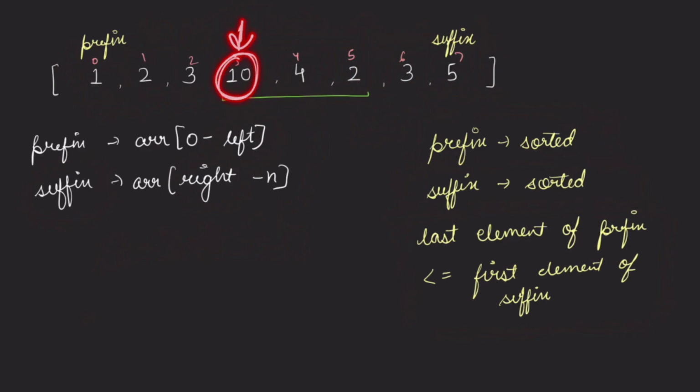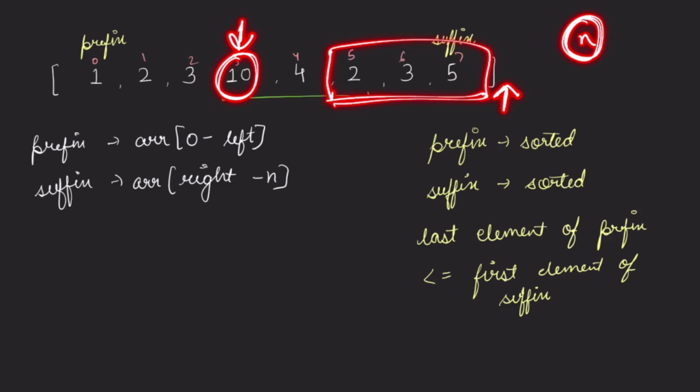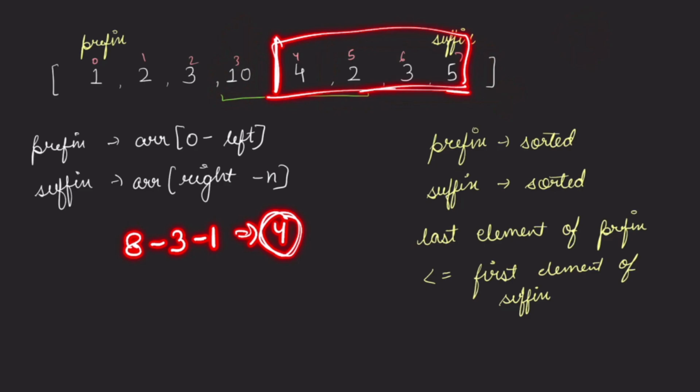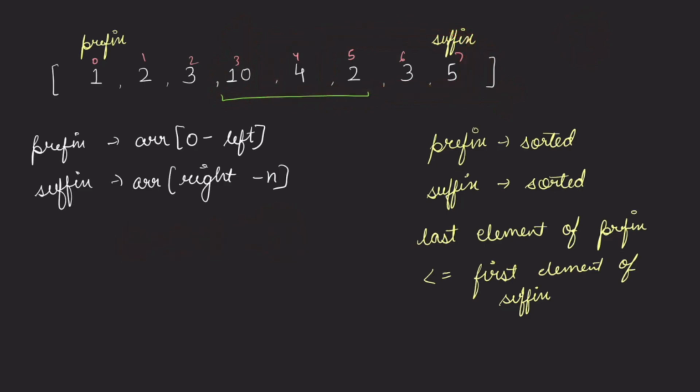Now for this 10, inside this you will see that you will go till the end. Your right will point to n in this case, right? Because all the elements are smaller than 10, right? So in that case, what you will do? You will do 8 minus 3 minus 1, which will give you 4, which is this subarray that we have removed, right? So this is how we are going to do.